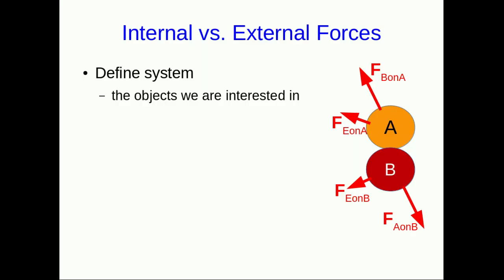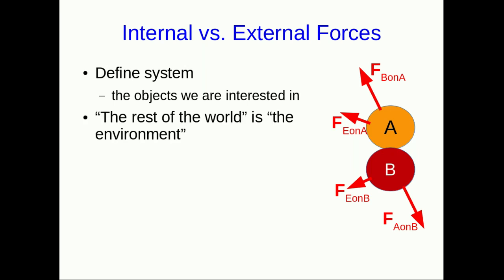Let's establish some terminology that we're going to be using a lot for the rest of the course. So we will often have a set of objects that we're interested in, and we'll usually define those as what we call our system. That's all we mean by our system. It's the set of objects that we're interested in. And we're dividing the world up into the system and the rest of the world, which we'll call the environment.